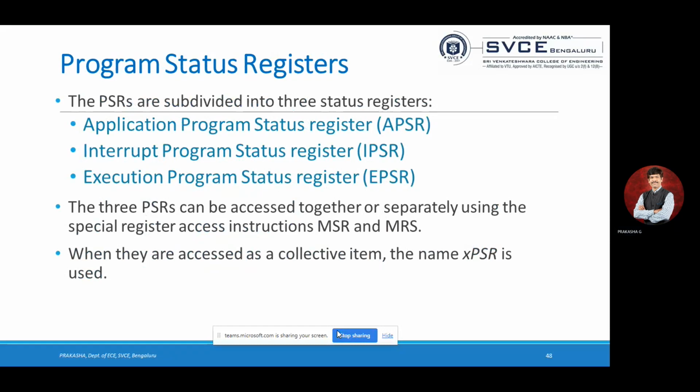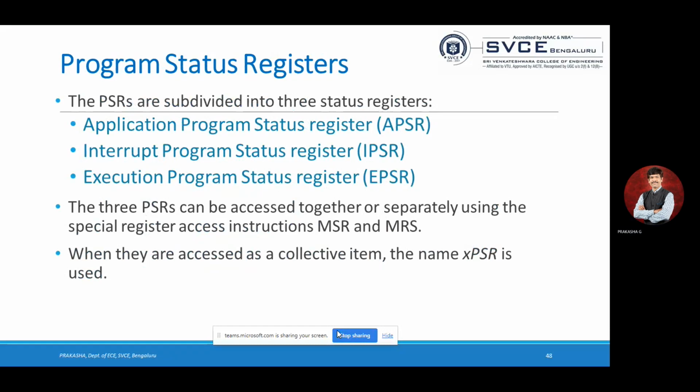Generally, we have PSR that is subdivided into three types. When we want to work individually, you will use it as APSR, IPSR, or EPSR. But when we want to put them together and execute at one single point, we use it as XPSR. So individually we can execute, or we can put them together at a single point, using XPSR. X indicates all. You know that one. There is, we were having 80x86.